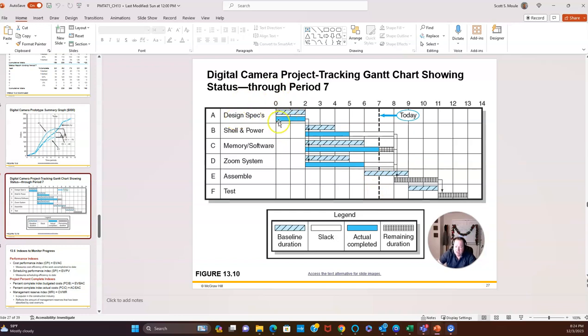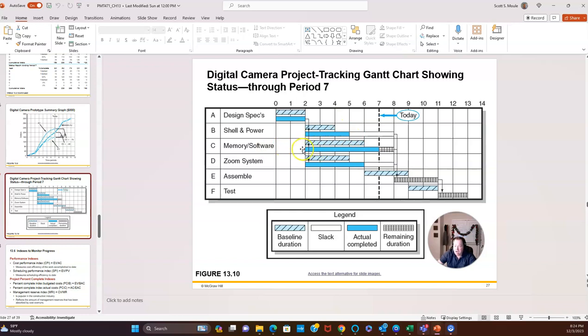Design. You knew it was going to take 2 months and cost $20. You've completed it and you completed it in 2 months. That's great. Your shell, you thought it was only going to take 2 months. It actually took 3 months. So you're a little behind on schedule.